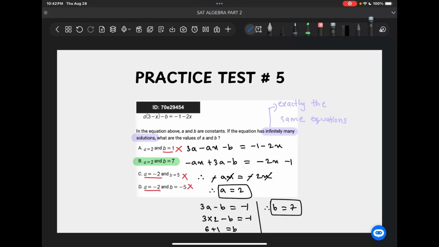Okay, so what we're going to do, we are going to multiply a with 3 and a with x. So 3a minus ax minus b is equal to minus 1 minus 2x. Okay, now if you just rearrange this equation, ax is going to be equal to 2x. So we can equate them. Minus ax equals minus 2x.